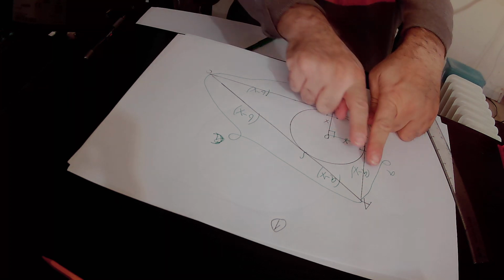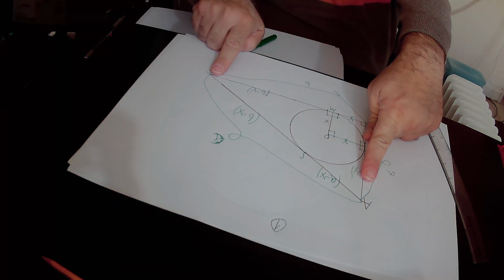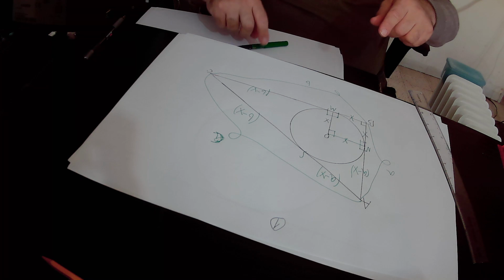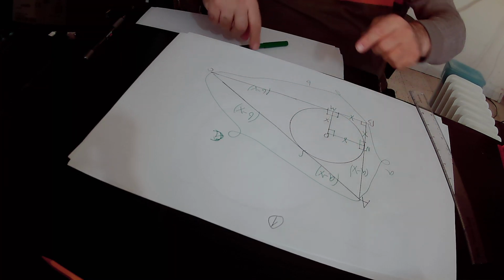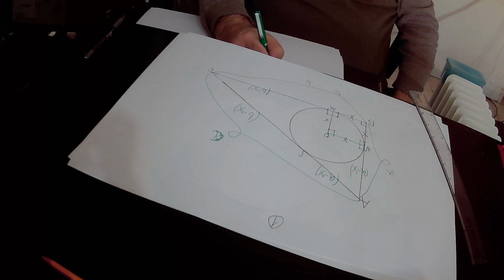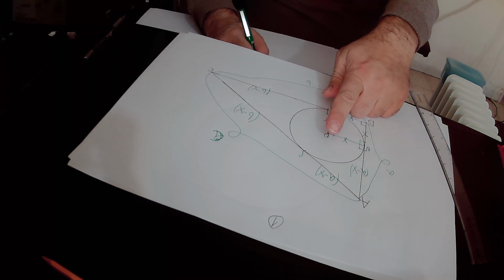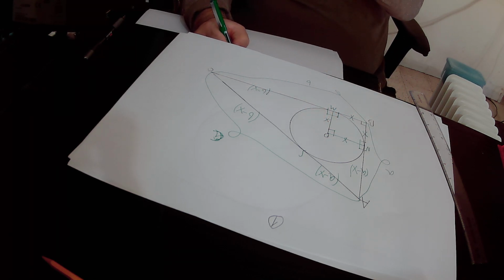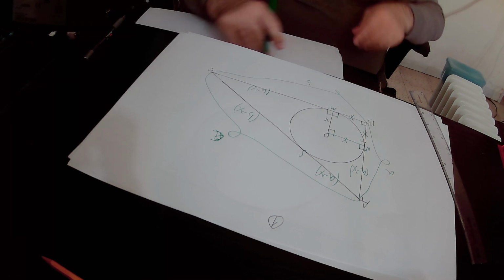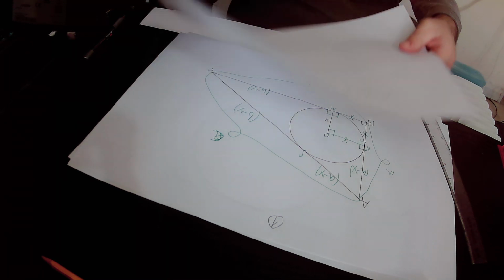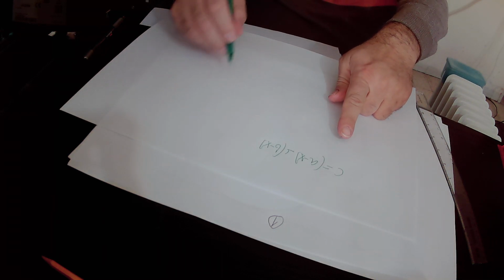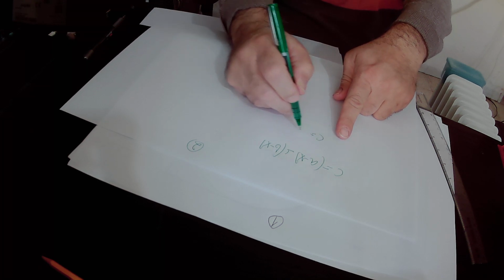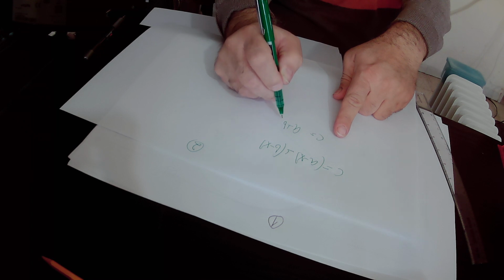What is the length of the hypotenuse AC? The length of the hypotenuse AC is c. And c in total equals a minus x plus b minus x. So I'll write it down. The hypotenuse c of the right triangle ABC equals a minus x plus b minus x. So c equals a plus b minus 2x.